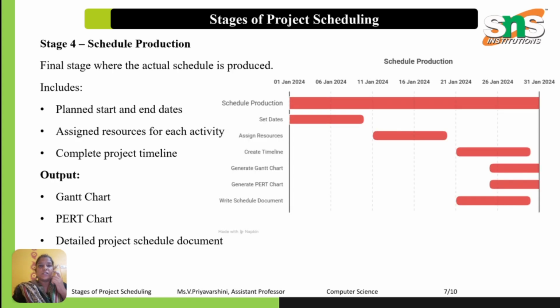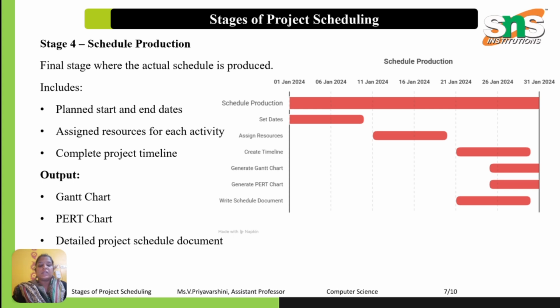Next is stage 4, schedule production. So now let's move to the fourth and final stage of project scheduling, which is schedule production. After identifying the activities, analyzing risk and allocating resources, the project manager prepares the final project schedule. This schedule acts as a complete roadmap for the project team.